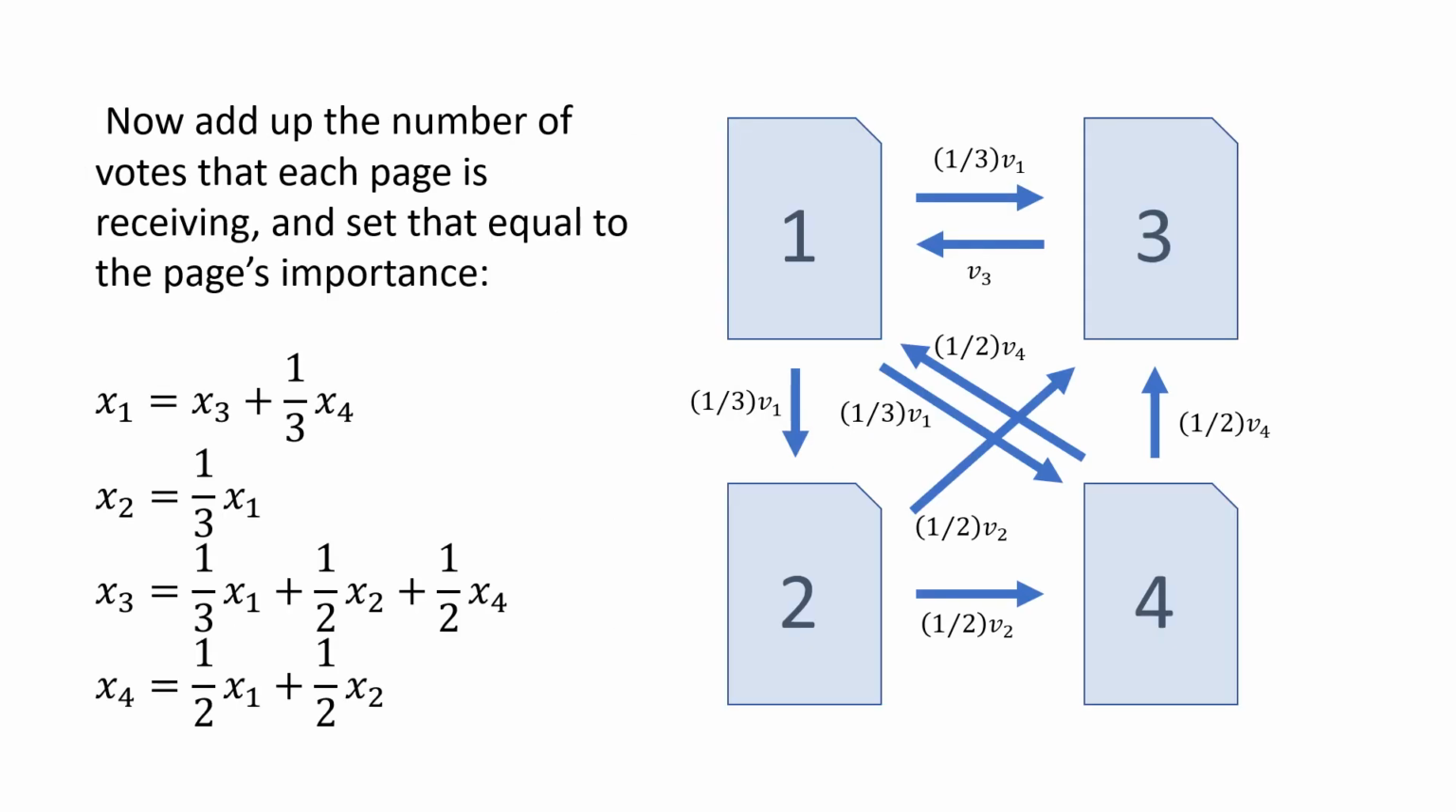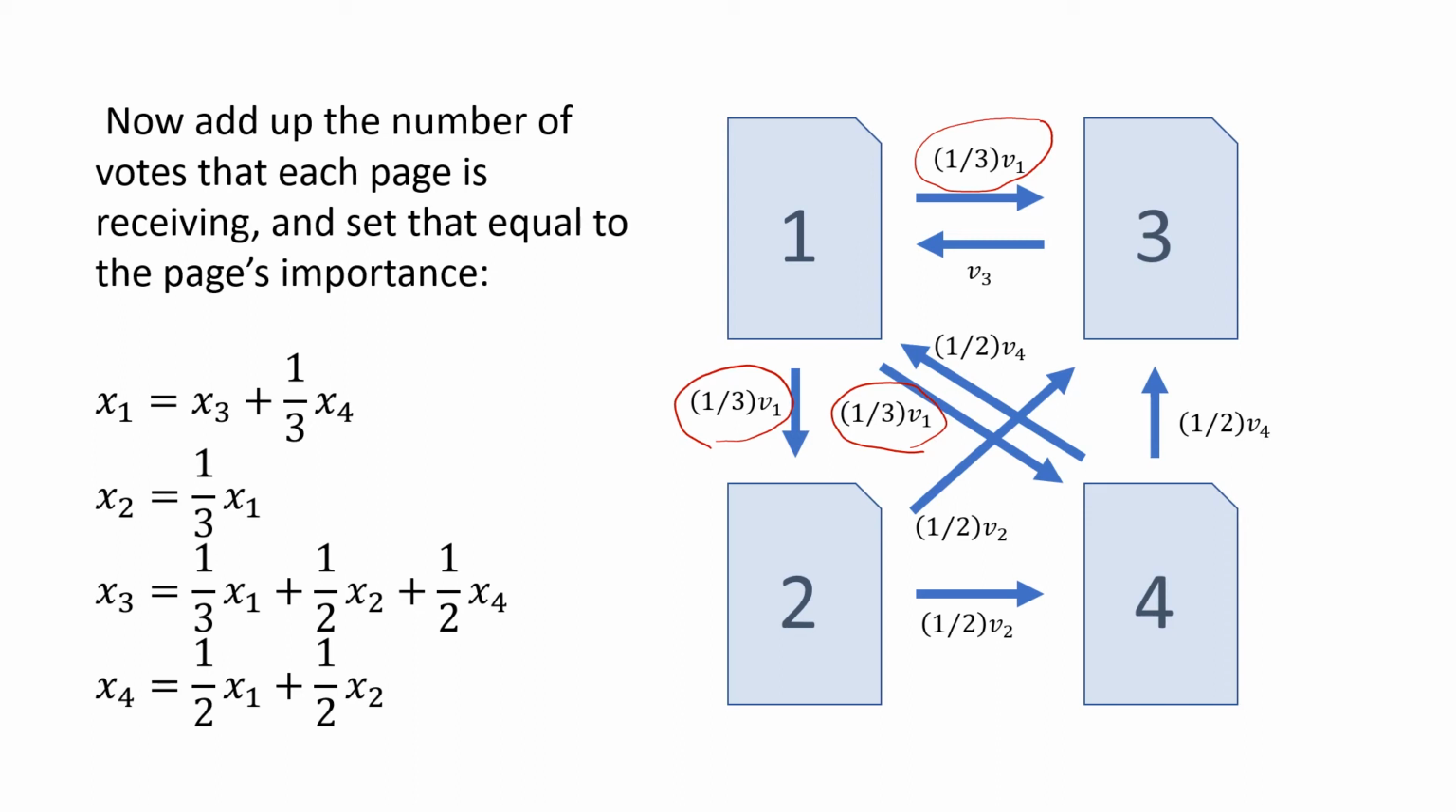Then what do we have? Mixing v's and x's here, but page 1, if its importance is xi, 1/3 of that value is transmitted to page 3, 1/3 of it to page 2, and 1/3 of it to page 4. So now we have this conceptual idea of the importance of a page, and it's distributing that amongst everything else it thinks is important.